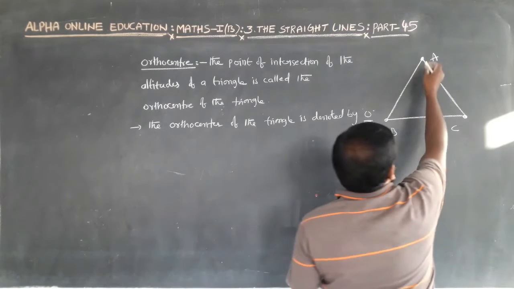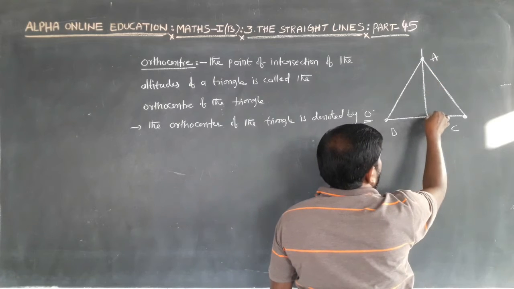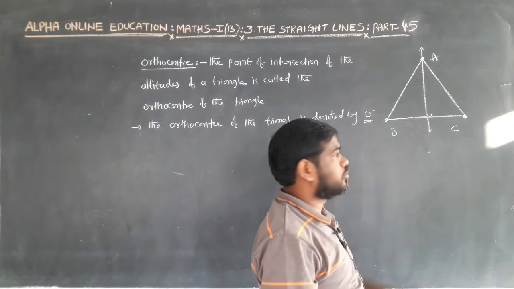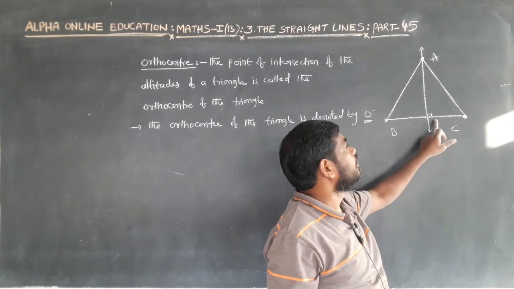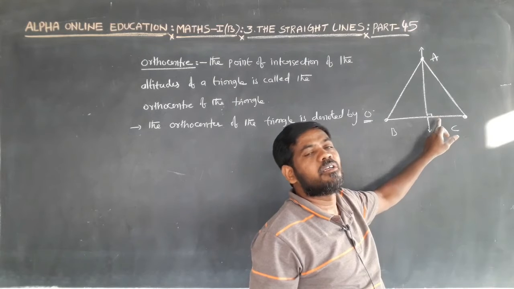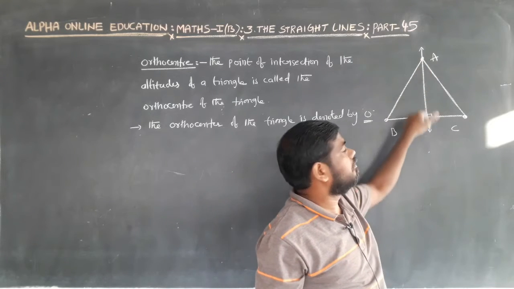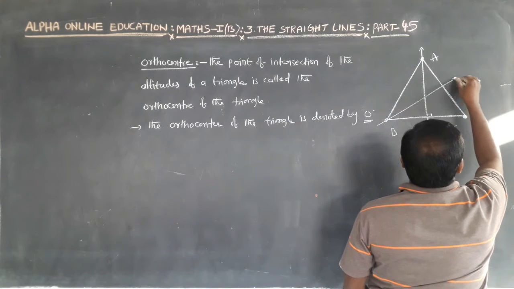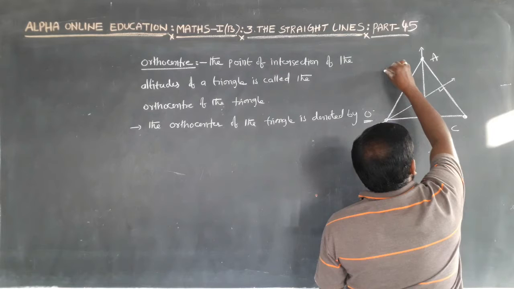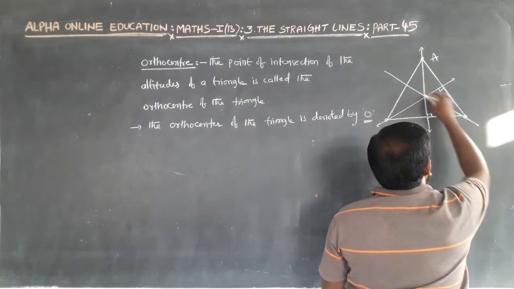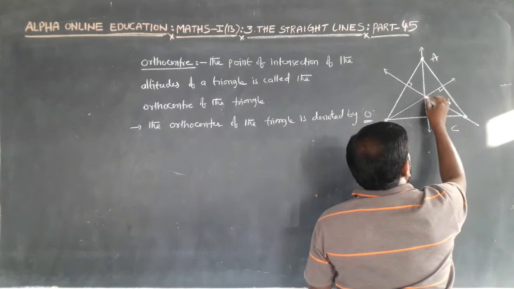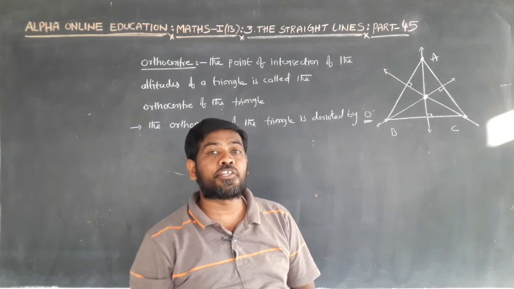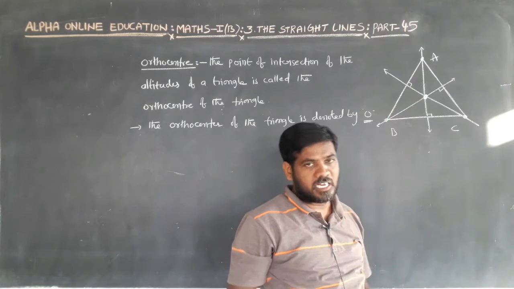This is one altitude. Altitude means passing through the vertex A and perpendicular to the side BC. Next, this is the second altitude. This is the third altitude. This is the point of intersection of the altitudes of a triangle.